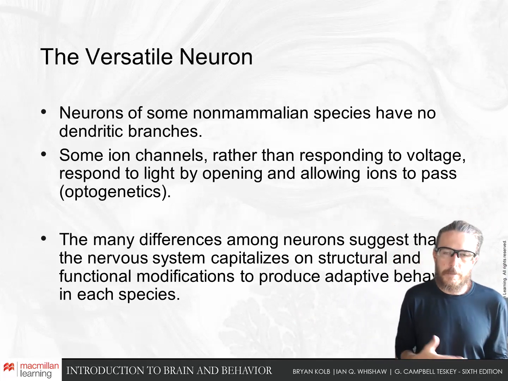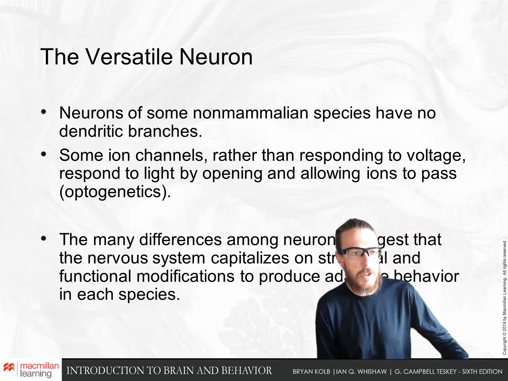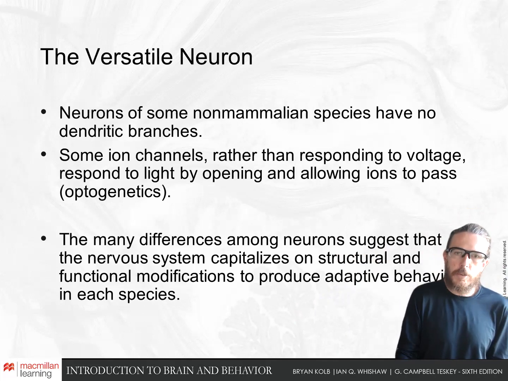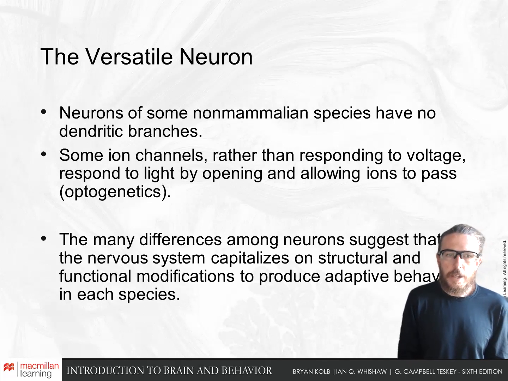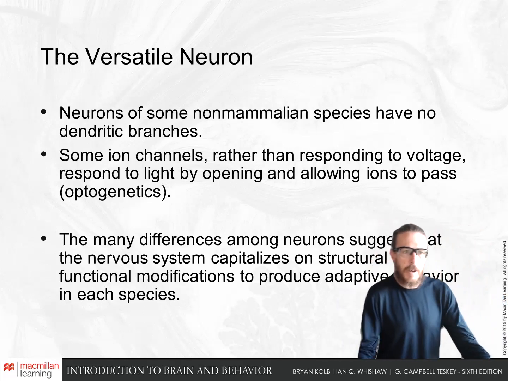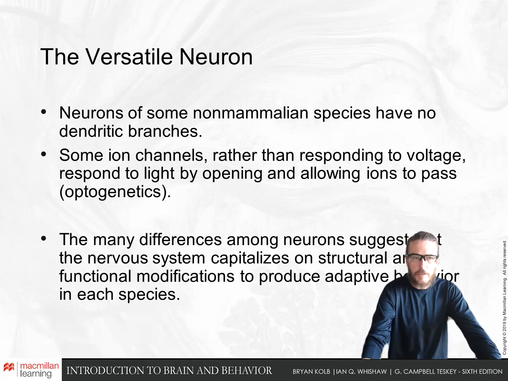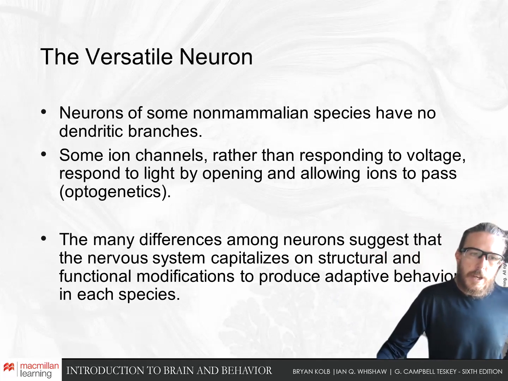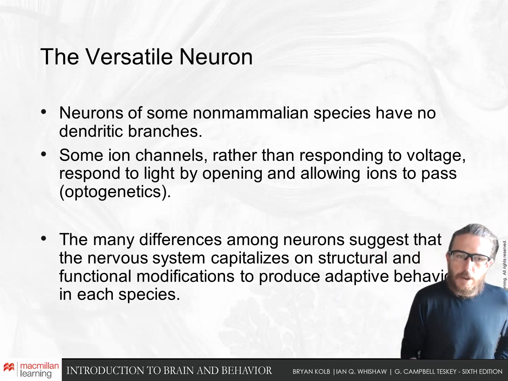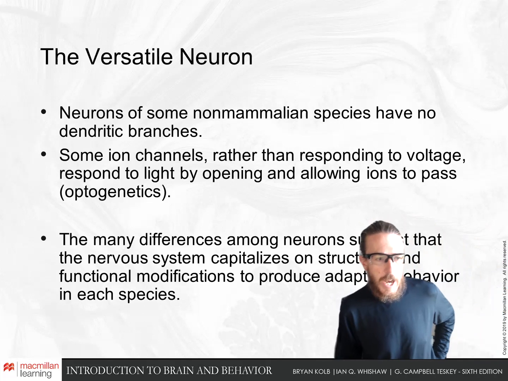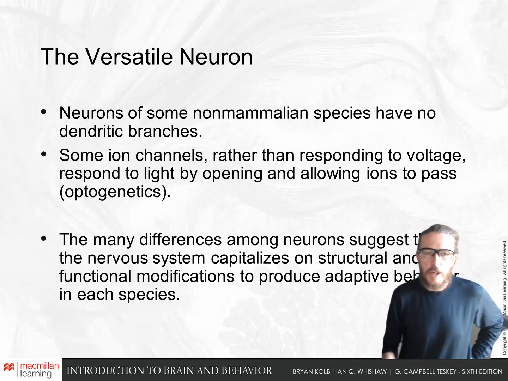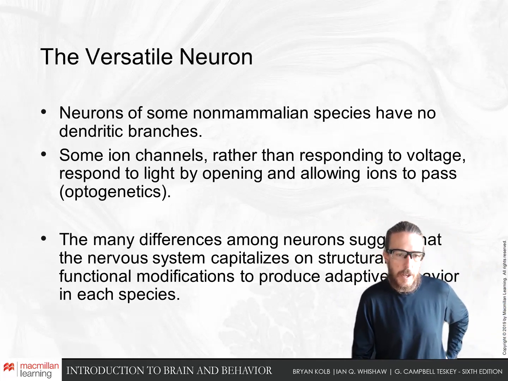So just some peculiarities of some neurons. Some species don't have any dendritic branches at all. Some ion channels don't respond to voltages, they respond to light in certain animals. And this has allowed scientists to do a cool technique called optogenetics, which we'll talk about on the next slide. And all these different types of neurons that have evolved indicate how much our nervous system can capitalize on modifications of these neurons. It can create neurons to do certain things in certain situations given adaptive and reproductive pressures.